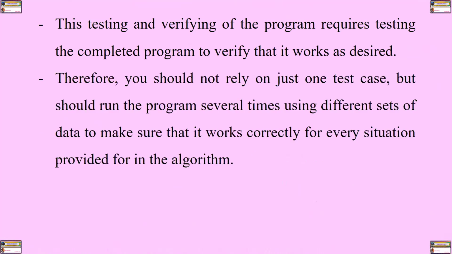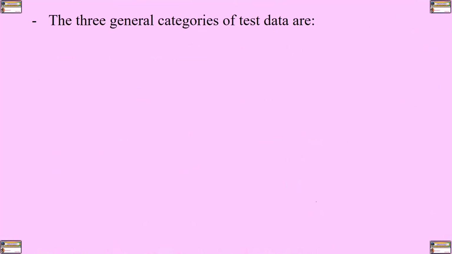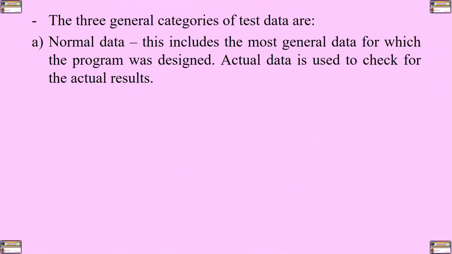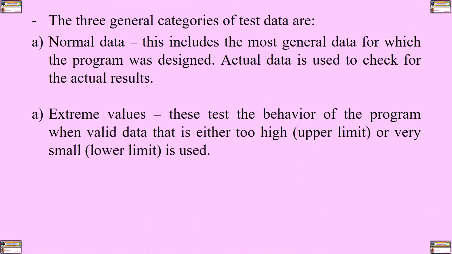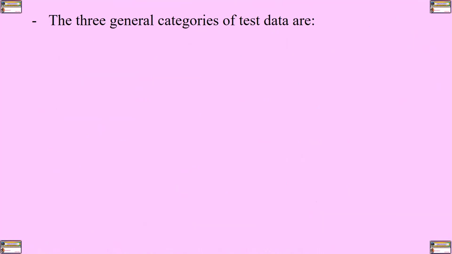Therefore, you should not rely on just one test case, but should run the program several times using different sets of data to make sure that it works correctly for every situation provided for in the algorithm. For this reason, program testing involves creating test data designed to produce predictable output. The three general categories of test data that a programmer can use are the normal data, the extreme values, and exceptional data. So what is normal data?